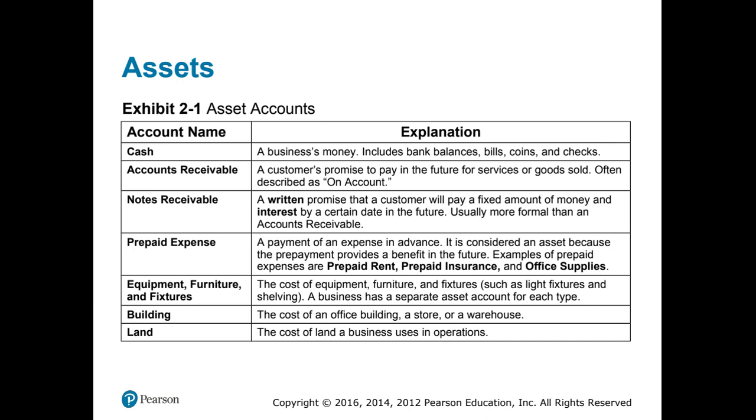Equipment, furniture, and fixtures. These are also all assets. The cost to purchase the equipment, the furniture, and the fixtures, such as light fixtures and shelving. A business has a separate asset account for each type. So you might have an equipment account, a furniture account, a fixture account.